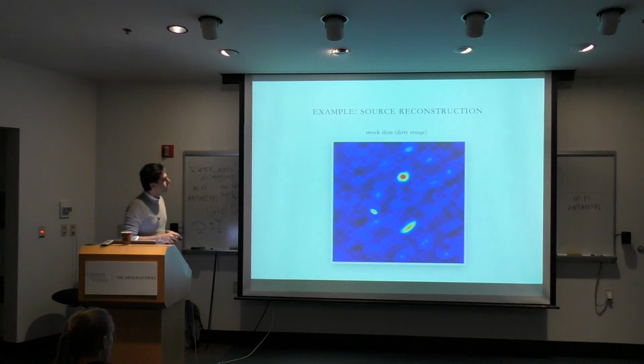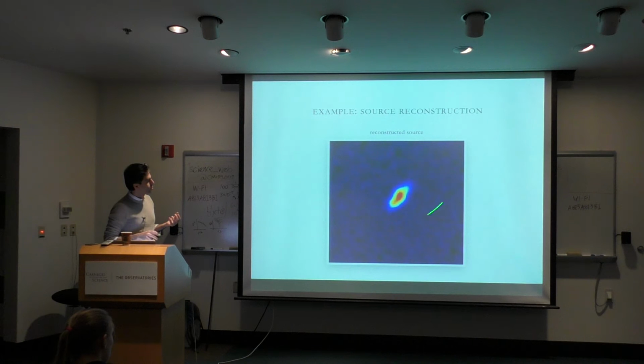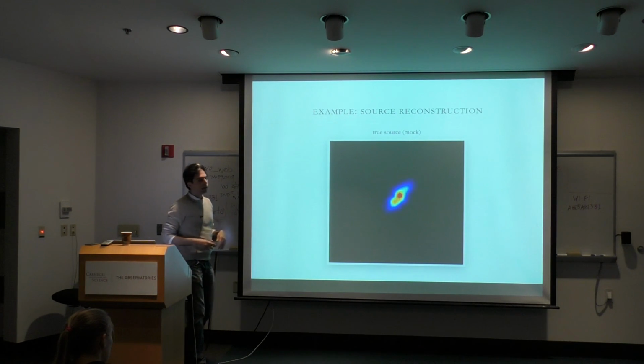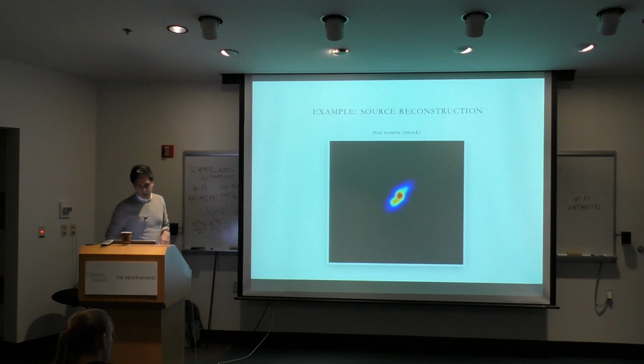This is another example, mock data. You see this gravitational lens. There's a merging image here, another image there. Once we apply this, we can reconstruct the image of the background source. That's what we get. Notice there is some noise, dark blue here, I don't know if you can see it. And this is what the true source was, without noise. This is mock data again.